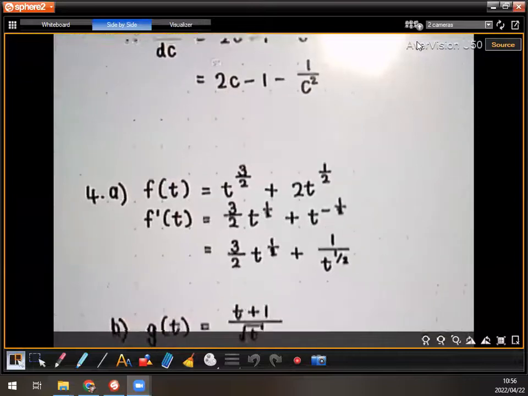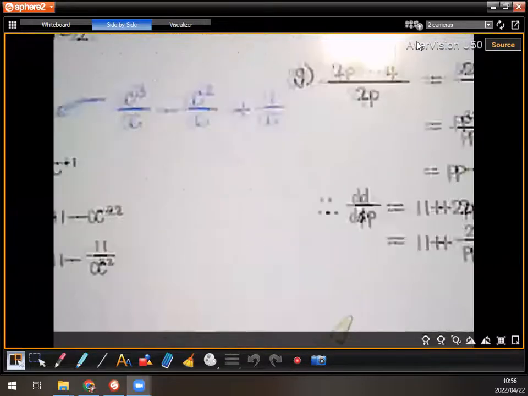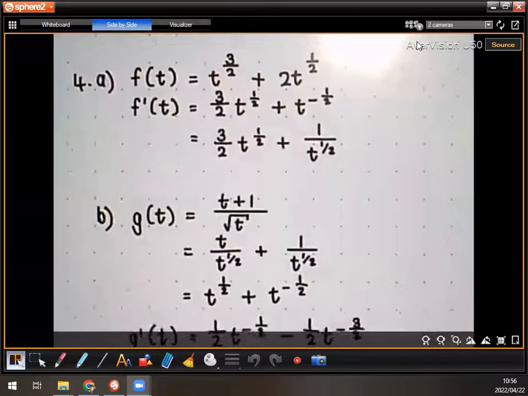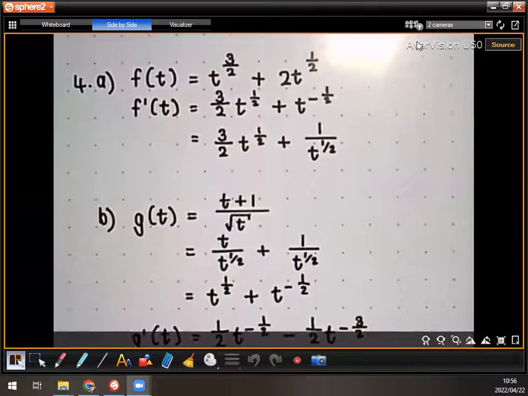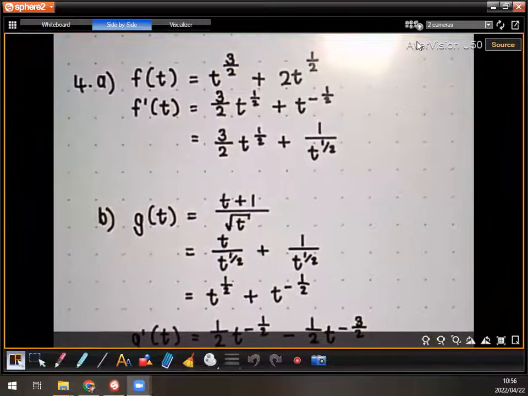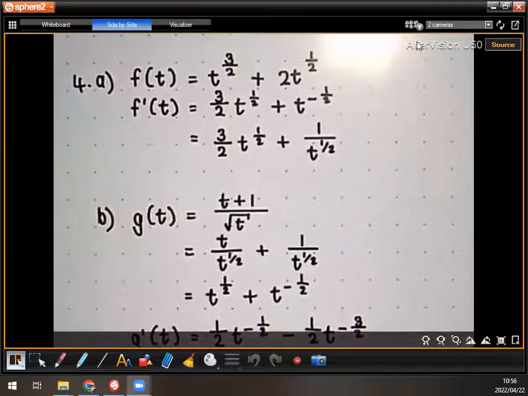Any questions, guys? All right, you have to do number 4 as well. Now they are getting a bit more complicated as we move on, and the ones that you're going to do today are also more complicated.